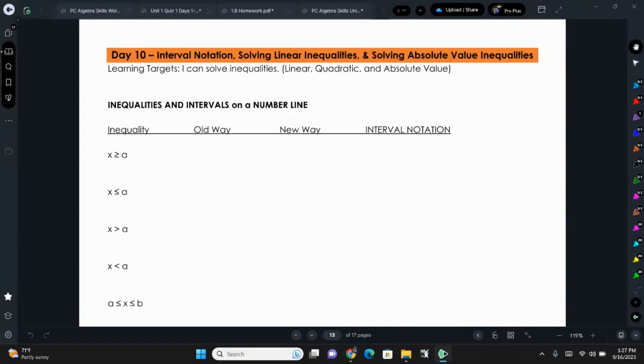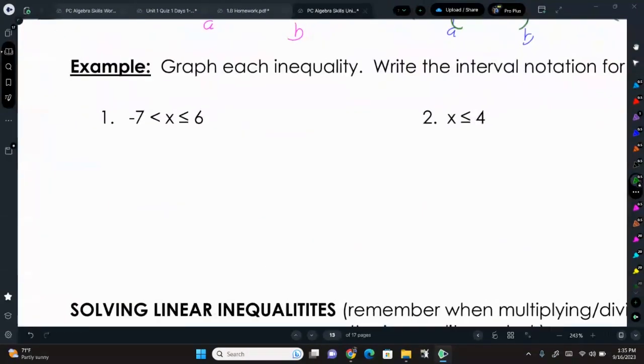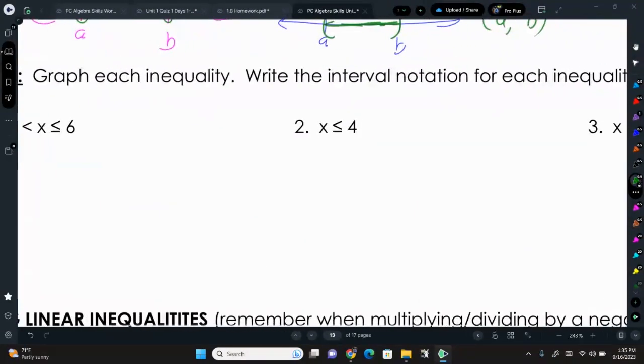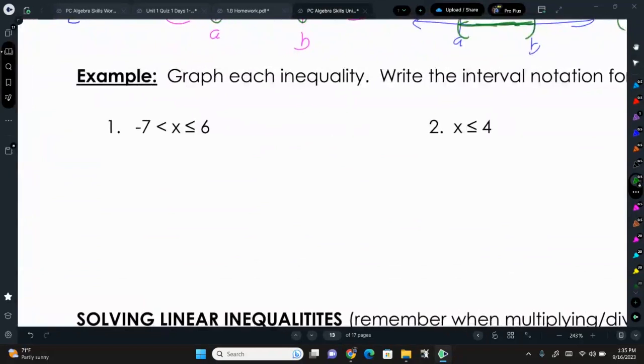We're going to be talking about linear and absolute value inequalities today. Here we're going to graph each inequality and write interval notation as well. So we have x is greater than -7 but less than or equal to 6. So -7, 6. Now it's greater than -7, so a parenthesis, but less than or equal to 6, so a bracket.